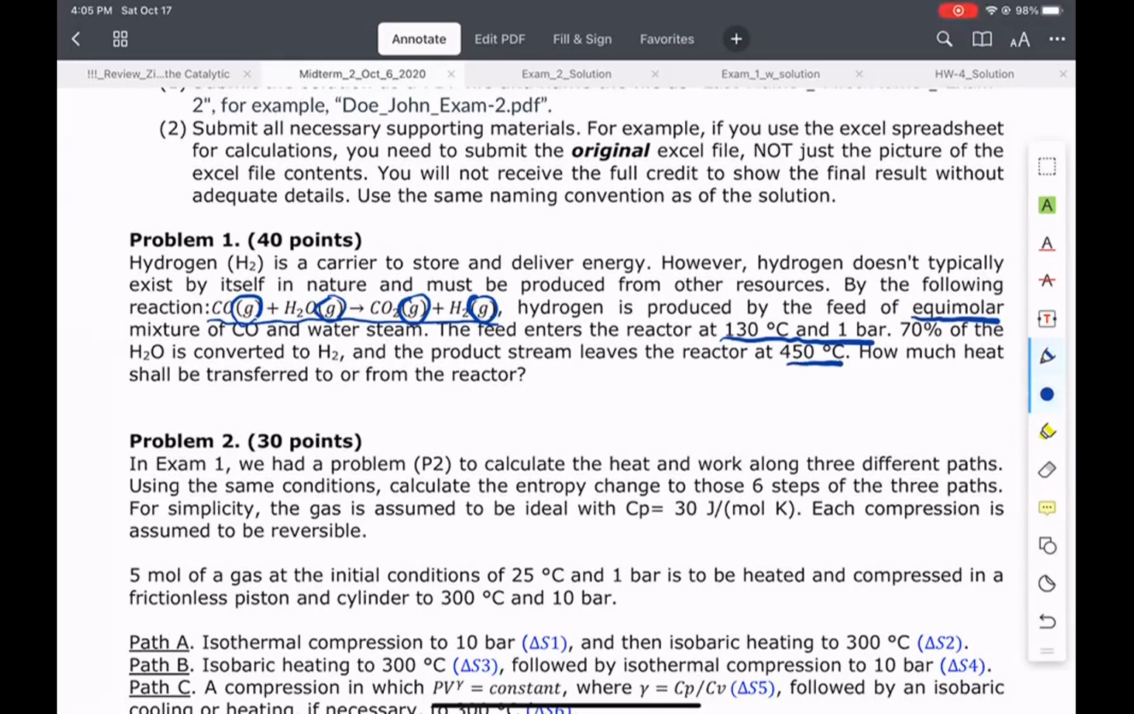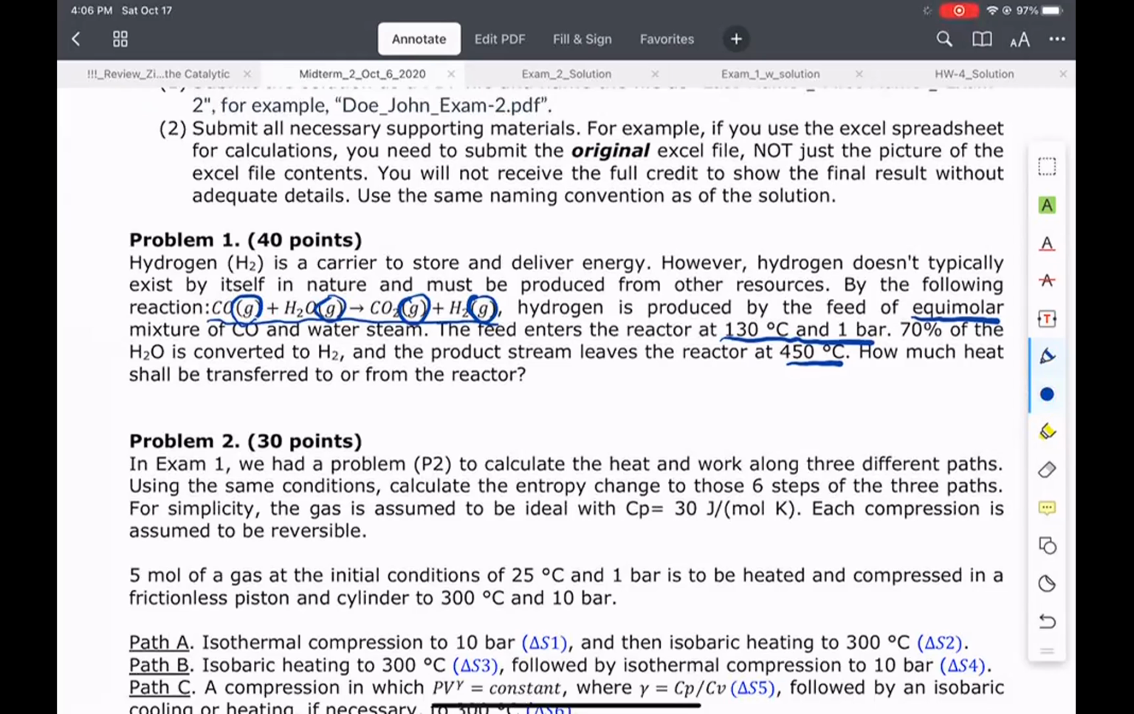So the good news is that we have this inlet at 130 degrees C and the outlet at 450 degrees C. So even though we are going to have some water left, it's not 100% completion of the reaction. We will have some remaining water, but that remaining water will be in the vapor phase, so we don't need to worry about condensation. If the outlet temperature were below 100 degrees C, then we would have one other layer of consideration. How much heat shall be transferred to or from the reactor?